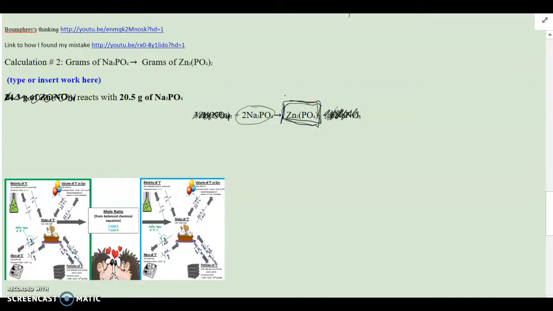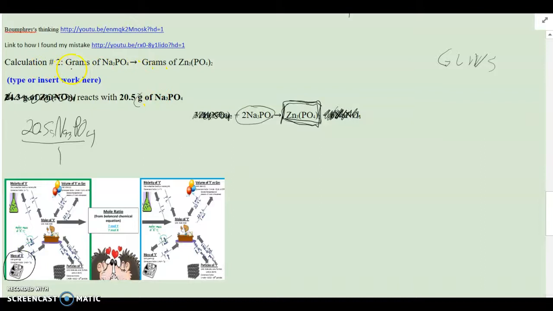Alright, so now I'm just going to write down my given. My given, I'm going to write a 1 under it. I'm going to get the rest of my numbers and I'm going to solve those numbers. So my given is 20.5 grams of Na3PO4 over 1. Great, so where am I starting? I am starting with grams, a unit of mass, so I am starting here.